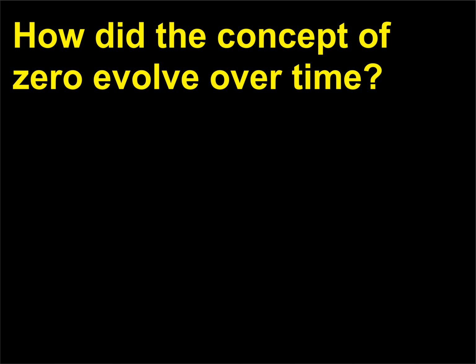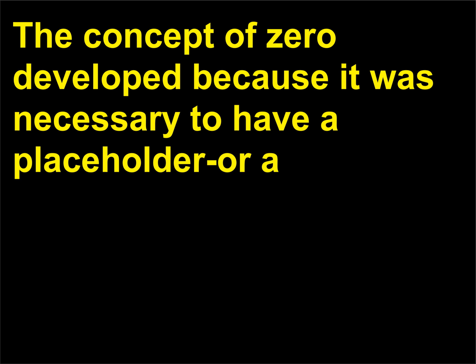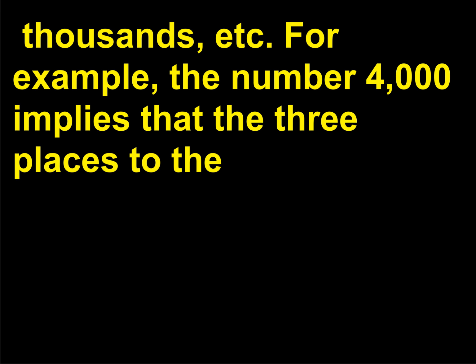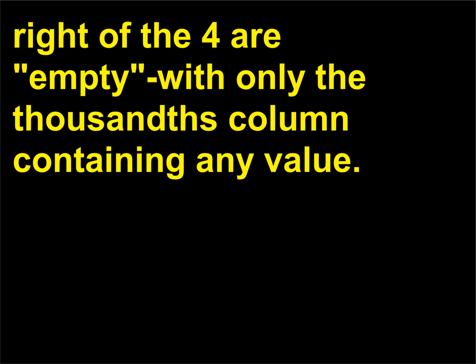How did the concept of zero evolve over time? The concept of zero developed because it was necessary to have a placeholder, or a number that holds a place, to make it easier to designate numbers in the tens, hundreds, thousands, etc. For example, the number 4000 implies that the three places to the right of the 4 are empty with only the thousands column containing any value. Because zero technically means nothing.